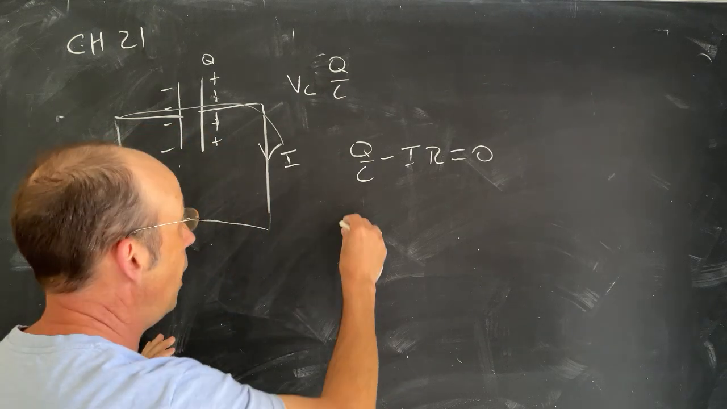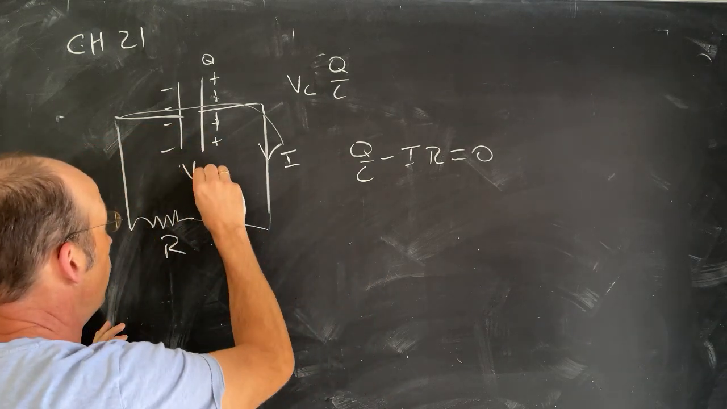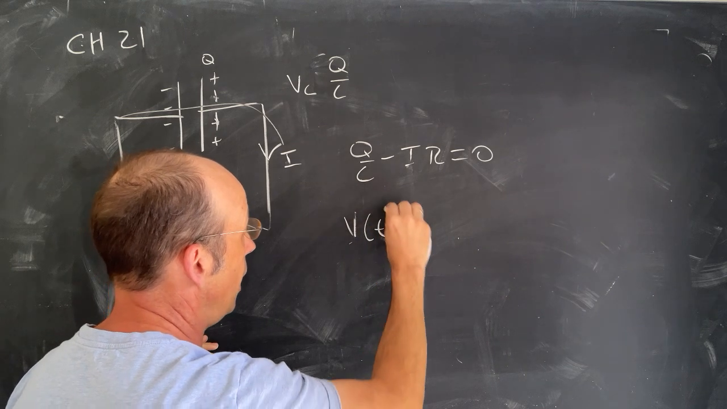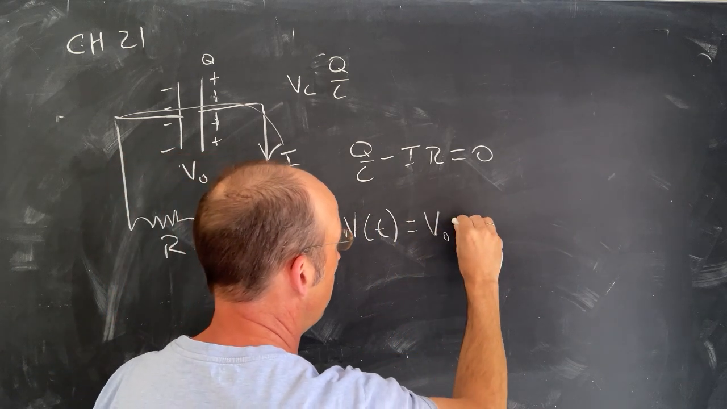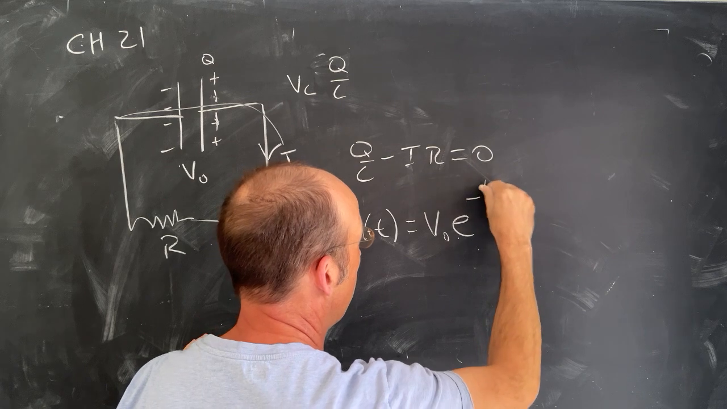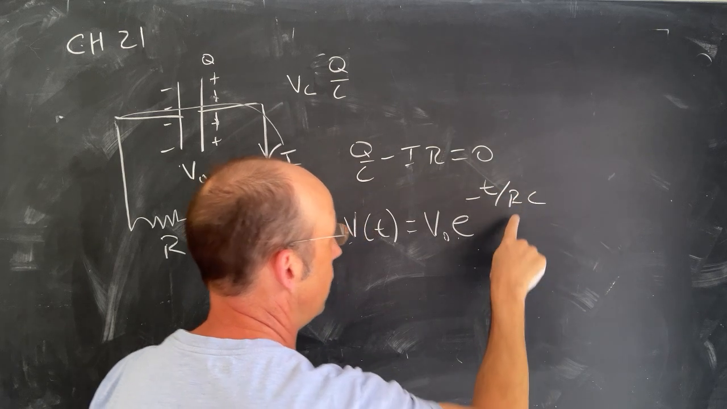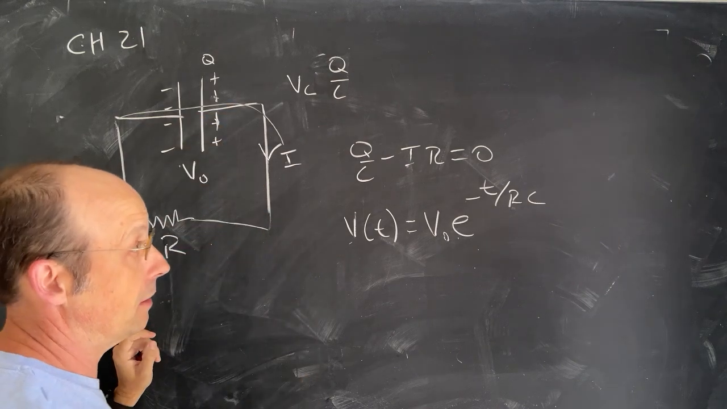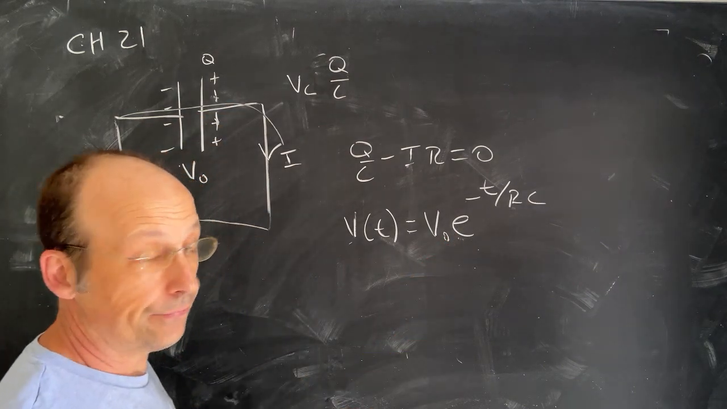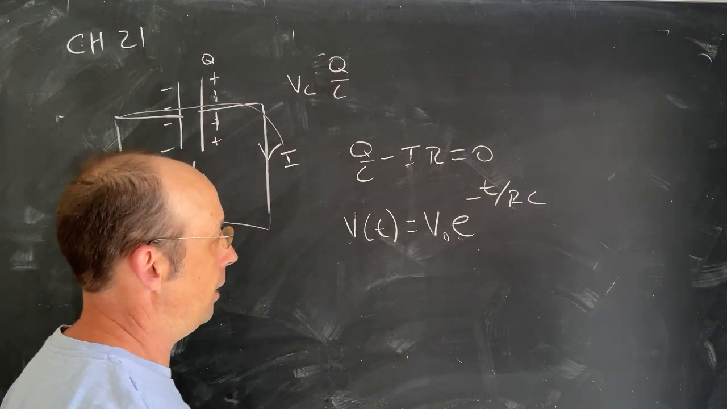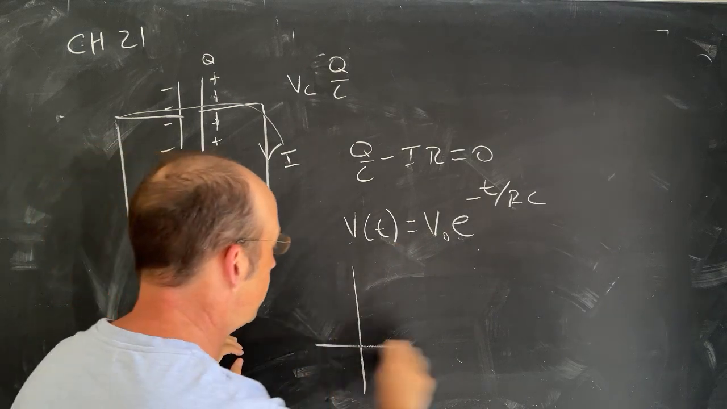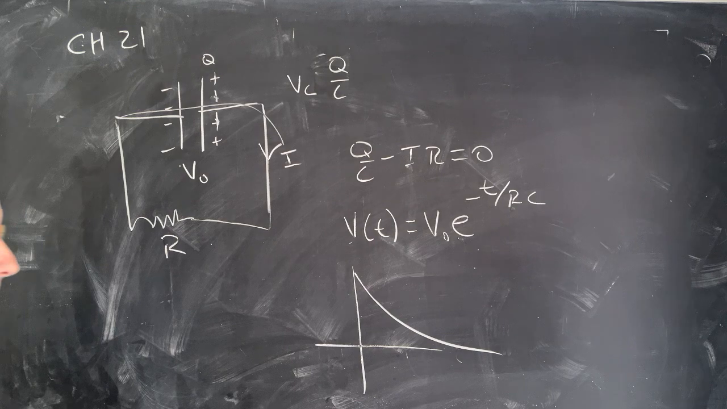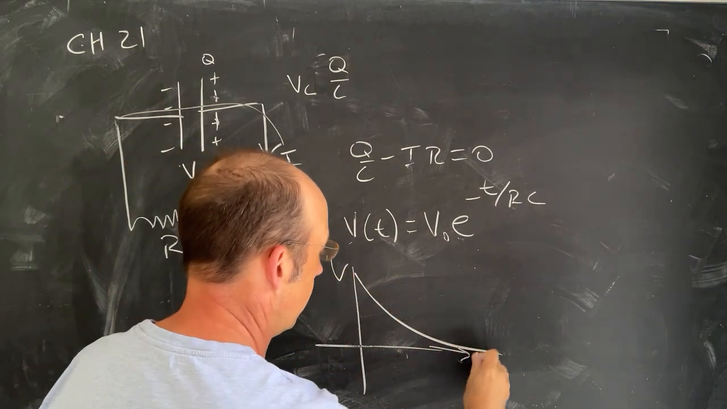But in general, if I start off with initial voltage of V0, then the voltage across that as a function of time would be V0 times e to the negative t over RC. R is the value of the resistance, C is the value of the capacitance, and e is the natural number e. So this says that if I plotted voltage as a function of time, it would decay.